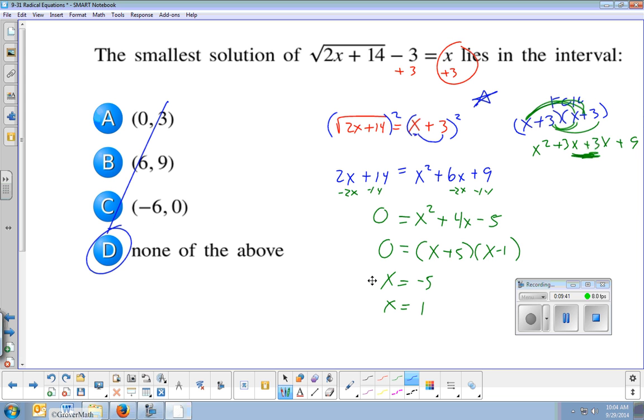But you have to be careful with these, that you need to check these, because a lot of times when you're doing these, one of them will work, but one of them won't. So let's see if they both work, and if not. I want to test them up here in the original. So if I plug in a negative 5 here, 2 times negative 5 is negative 10. Plus 14 is 4, the square root of 4 is 2. And that'd be minus 3 is negative 1 equal to x, which is positive 1. So this does not work. And so I have to cross it out and write reject.